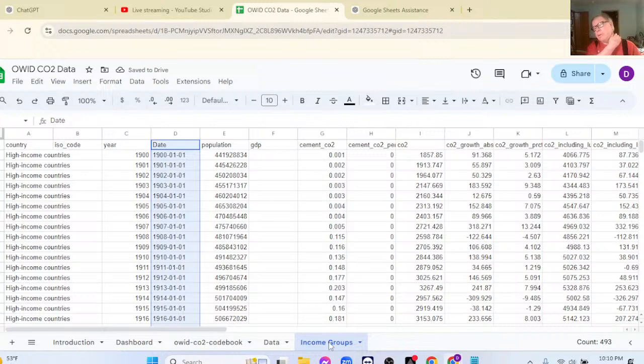Well, what we're going to do is create some pivot tables, and our columns are going to be the income groups. That's going to allow us to create multi-line plots or stacked bar plots where you have one bar or one line for each income group. So let's just start over here.